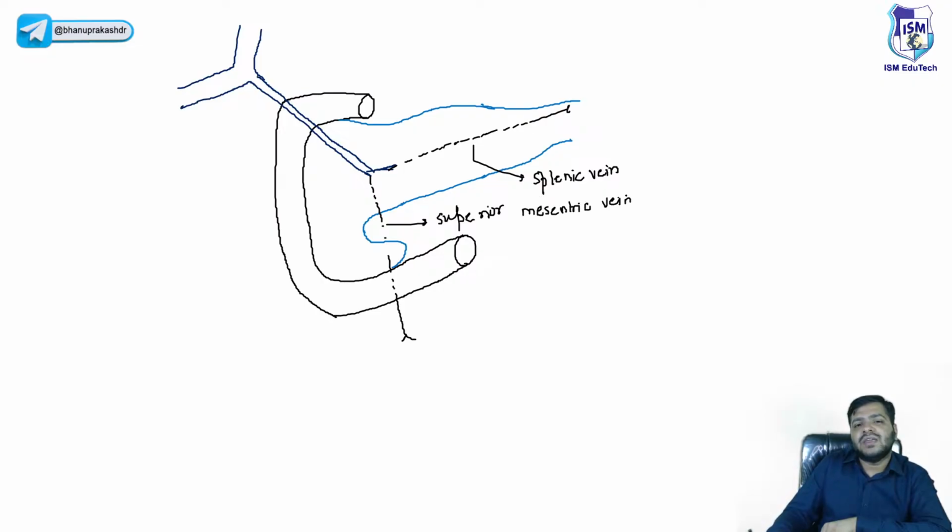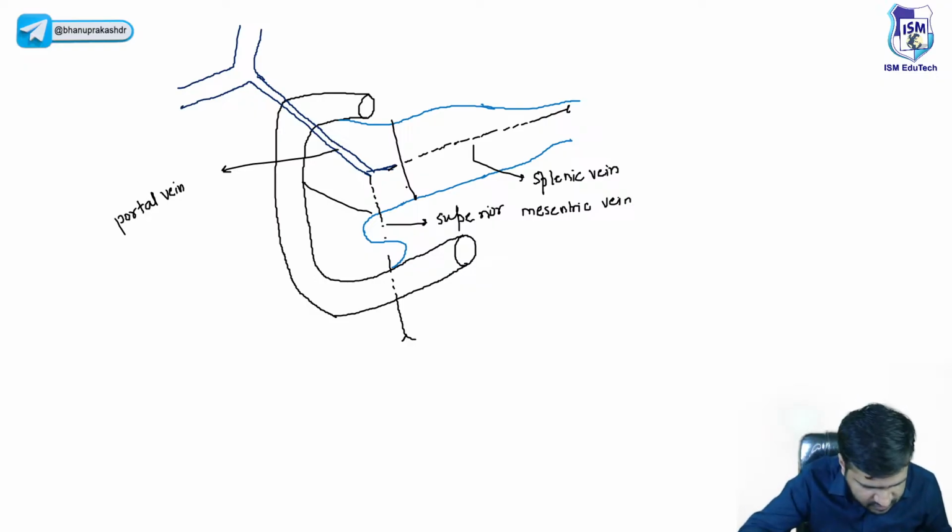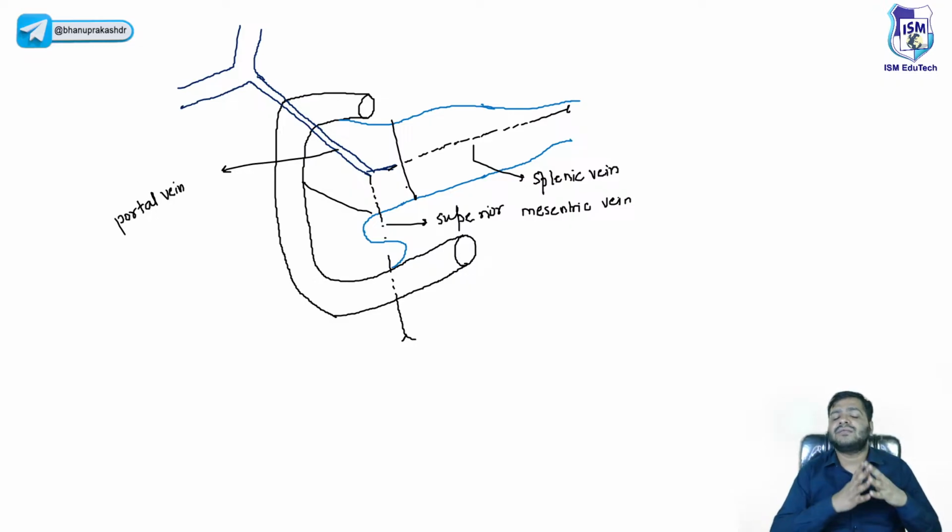So when these two veins unite with each other, they form this portal vein, and this portal vein is formed exactly behind the neck of the pancreas, right? And again in the porta hepatis, it will divide into two branches, the right and the left branch. Now, the relations I will be discussing tomorrow along with the tributaries. Okay, the relations and tributaries I will be discussing tomorrow.